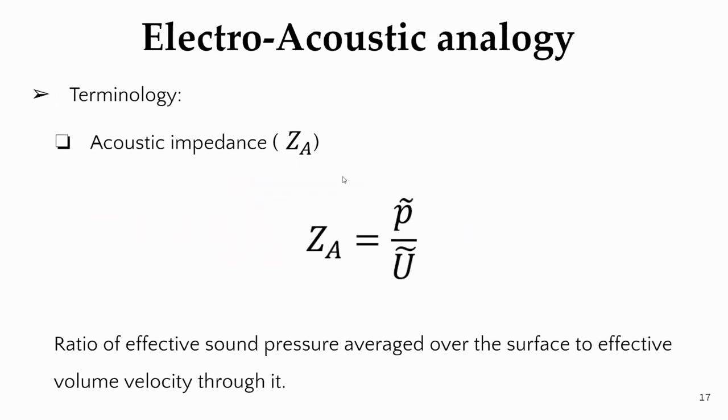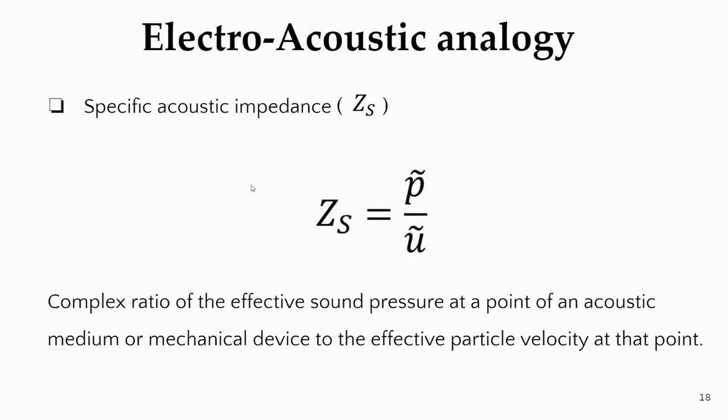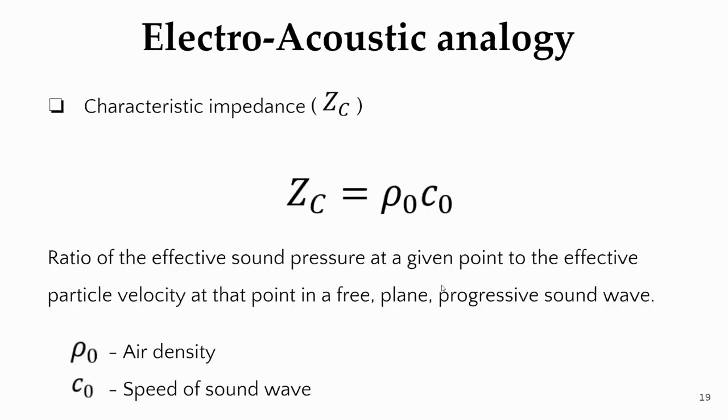Now, what is an impedance? Impedance is a main component used in the derivation of the equation that I'm going to show. So there are three terminologies. The first one is acoustic impedance, which is the ratio of pressure divided by the volume velocity through it. The next one is specific acoustic impedance. It is basically pressure divided by the particle velocity u. And there's another, characteristic impedance, which is equal to rho zero multiplied by c zero, where rho zero is the air density and c zero is the speed of the sound wave.